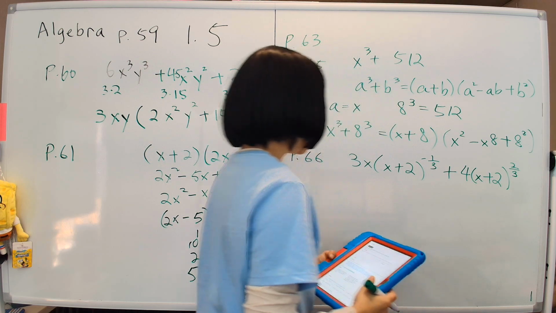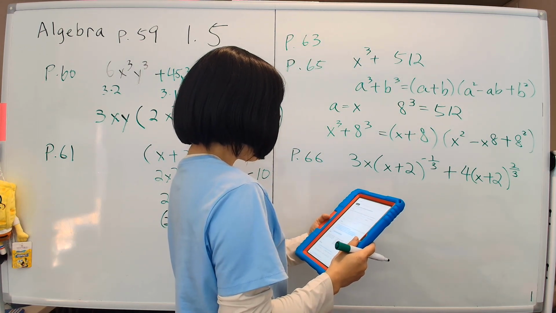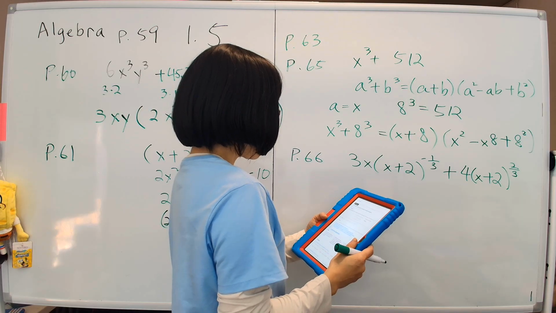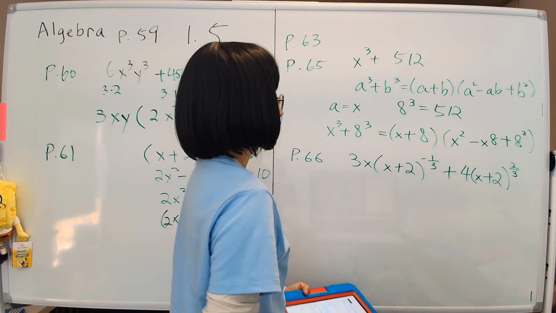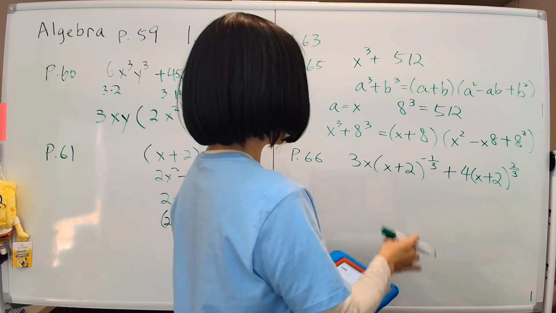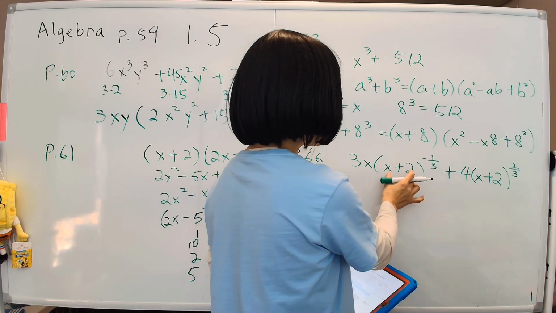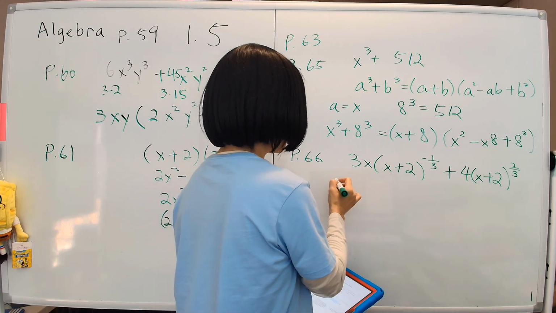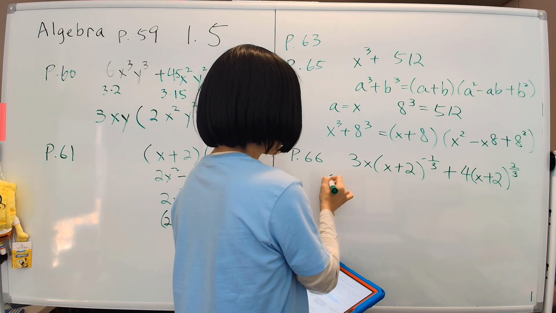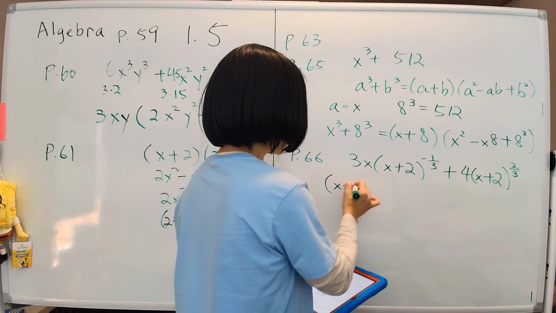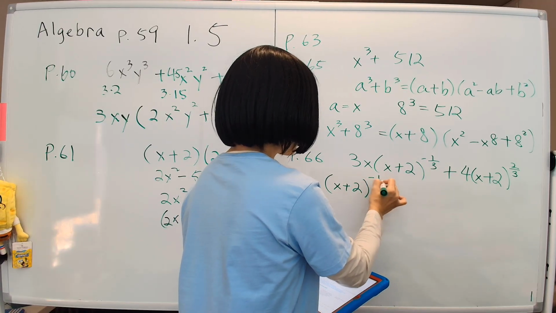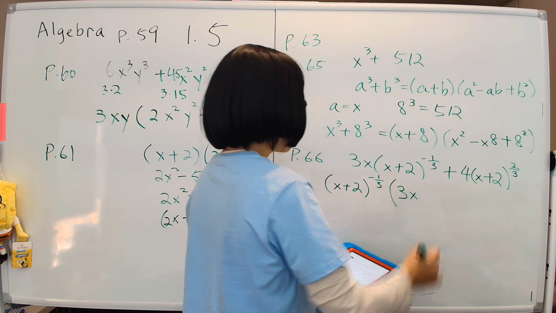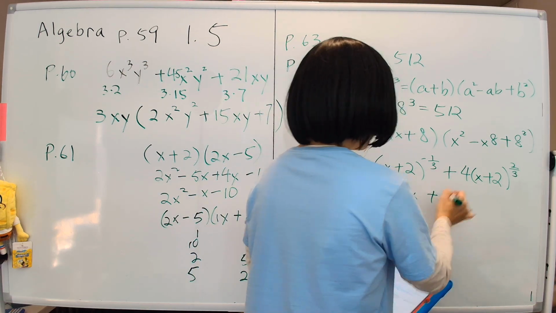Okay, why are we factoring this? Well, we want to factor something out. In any case, what we're going to do is factor out just (x plus 2) to the power minus 1/3. Anything else? Nope, that's it. So we'll factor this out. So we have (x plus 2) to the power minus 1/3, then we have 3x left here, okay? And then plus, what happens here?